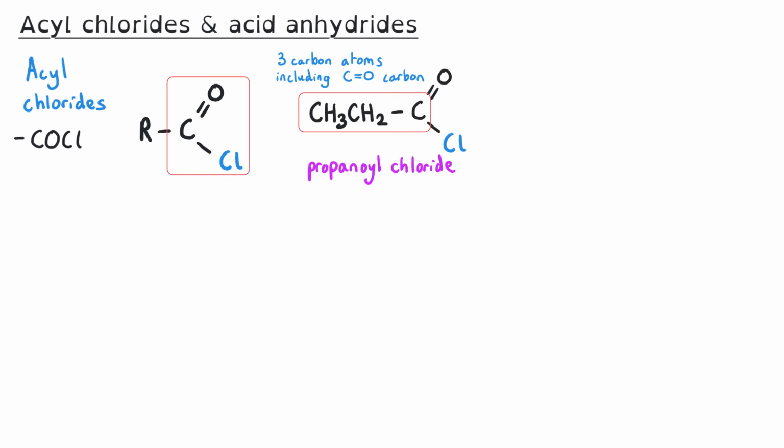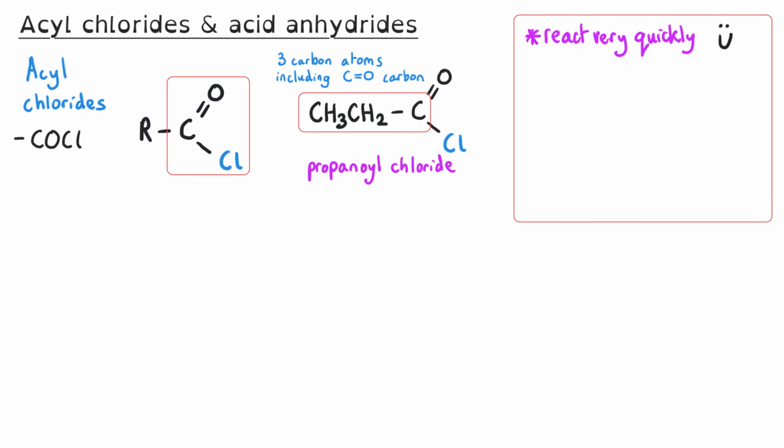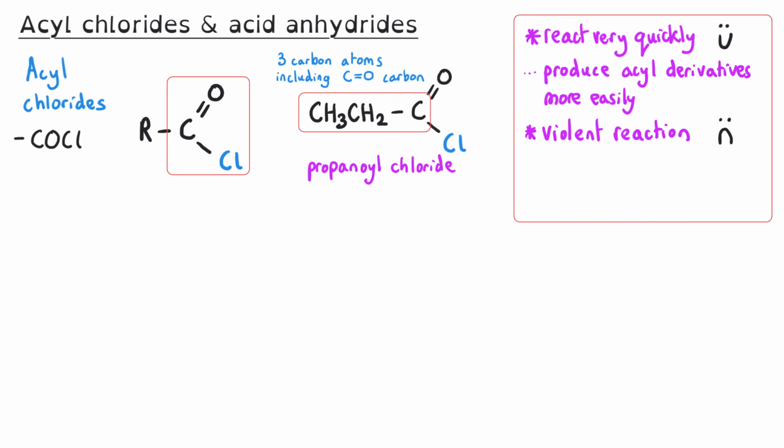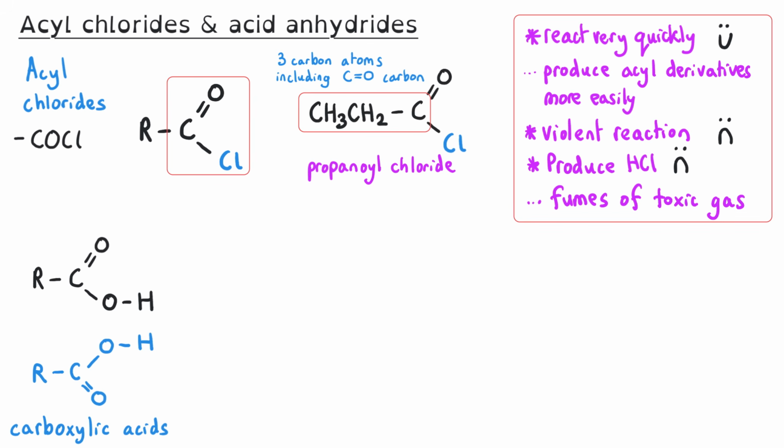We might prefer to use acyl chlorides in the acylation mechanism because they react very quickly, which means that they will be able to produce acyl derivatives such as esters very easily. However, their reactions are very violent, which makes them difficult to control, and they also produce HCl as a byproduct, which means there'll be fumes of a toxic gas being produced, which is why we sometimes prefer to use acid anhydrides instead. Acid anhydrides are comprised of 2 identical carboxylic acid molecules.